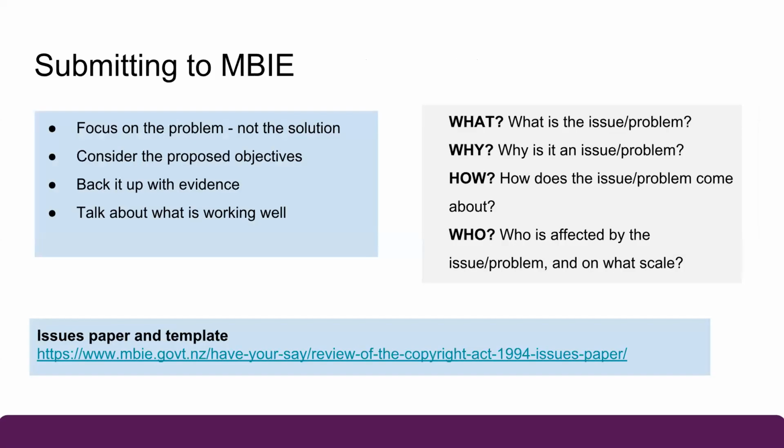So next slide. When you're submitting to MB, they've asked us to focus on the problem, not the solution. It doesn't mean that you can't offer solutions, but it's important to just upfront give them the problem. First, consider the proposed objectives when you are writing a response. Back up all of your issues, if you can, with evidence, and I'll talk about what evidence they want next. And also talk about what is working well. So if there's some exceptions or something in the Copyright Act that is working well for your institution, make sure you let MB know.